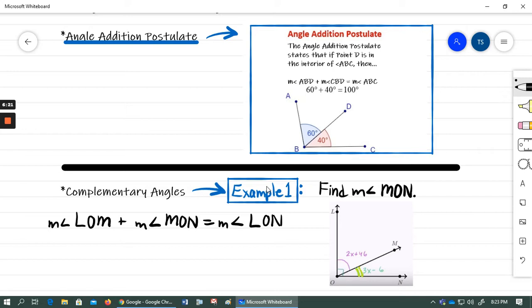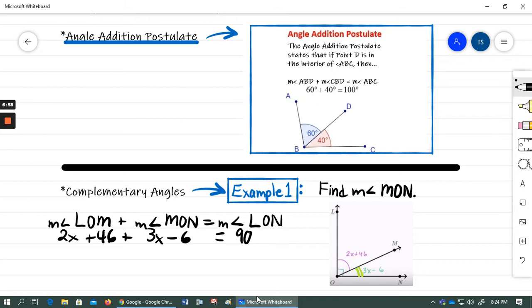So guys, we know that the measure of angle LON is definitely 90 degrees, right? And really, when we're writing it out like this, we don't have to write the degree symbol, not as part of this equation. All right, and so what they tell us in the diagram is that the measure of angle LOM is 2x plus 46, and the measure of angle MON is 3x minus 6.